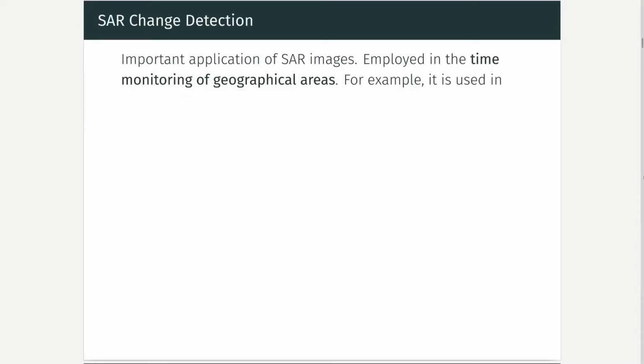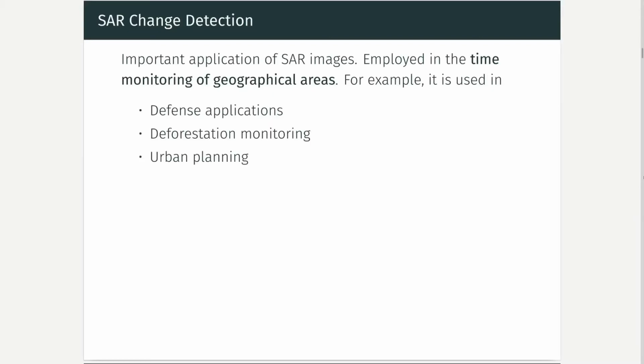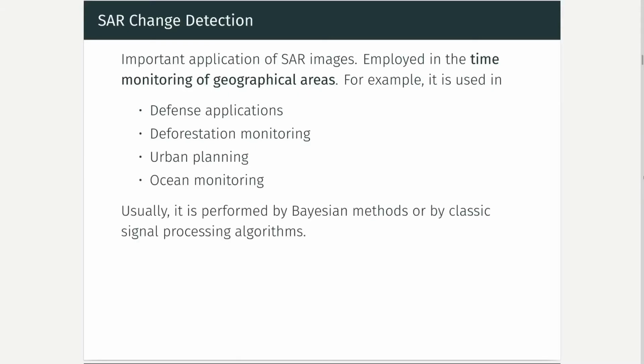And change detection in SAR images is an important application of SAR images. It is used to detect changes in SAR images from the same scene at different instants of time. For example, it is used in defense applications, deforestation monitoring, urban planning, and ocean monitoring. And usually it is performed by Bayesian methods or classic signal processing algorithms.